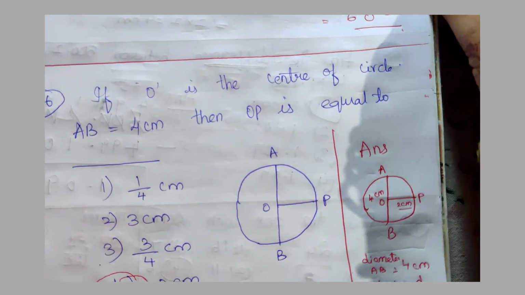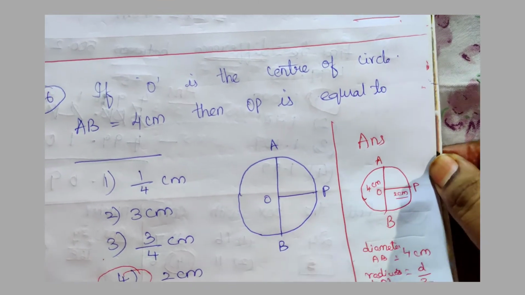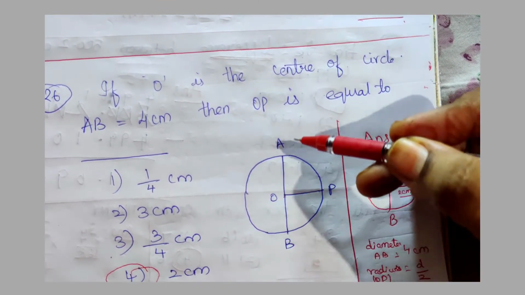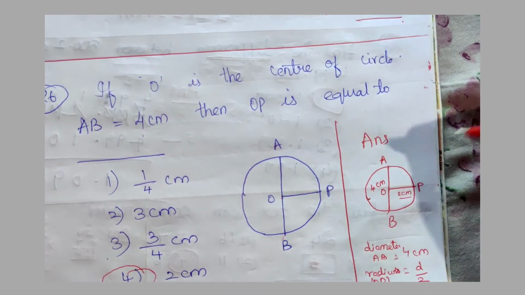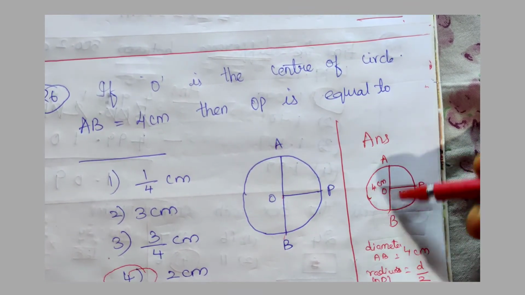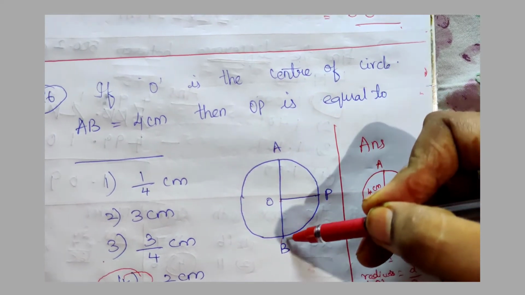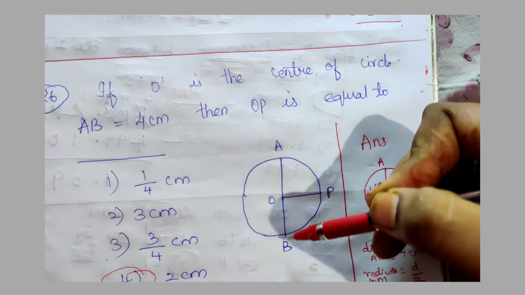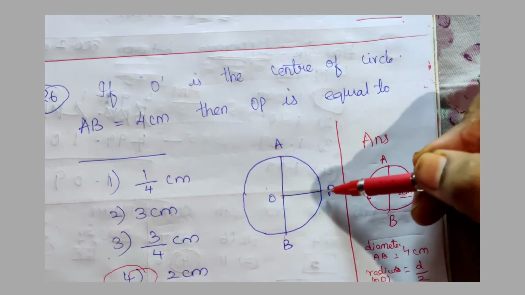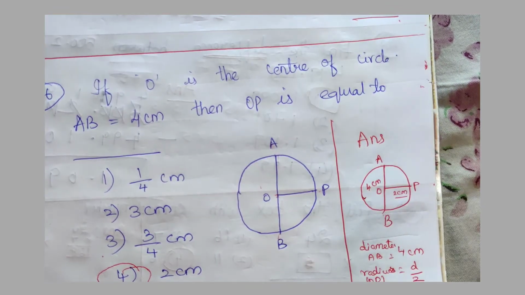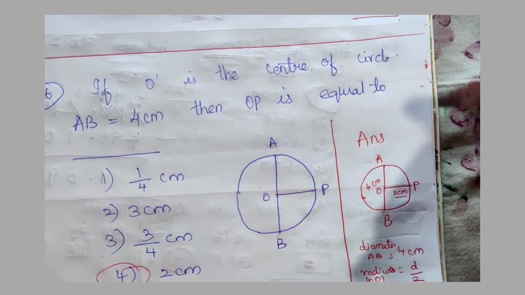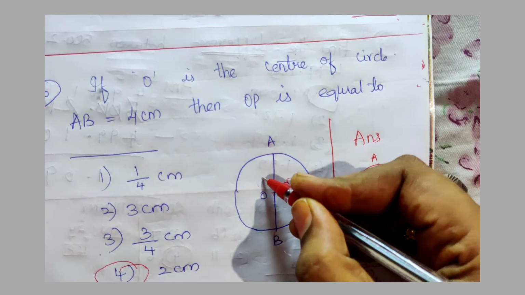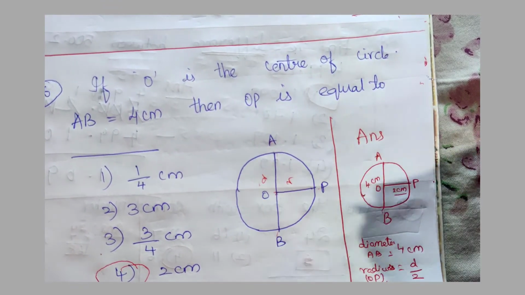Next, the 26th question. O is the center of the circle, see here, like this they have given. AB is 4 centimeter. AB is nothing but the diameter of the circle, which is 4 centimeter. Half of the diameter is radius. OP is nothing but the radius.